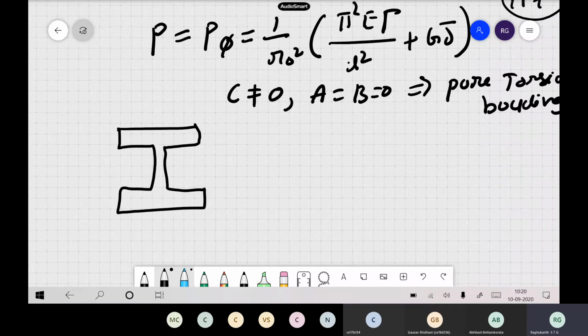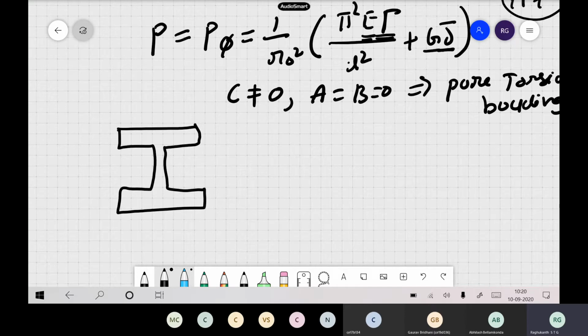Now in the steel code, if you see the steel tables, they will give you all these terms: this J, the moment of inertia, then warping, all those things will be given there. And Young's modulus of steel, all the radii of gyration, all those things will be given. So you can use these formulas to find out the buckling loads for these I sections.